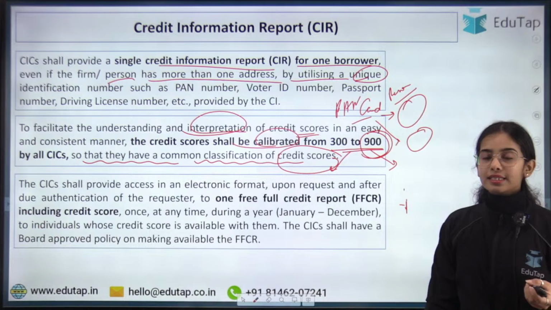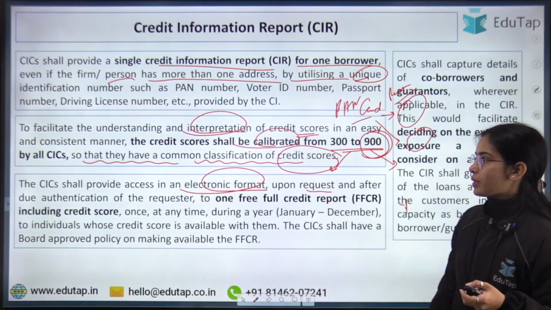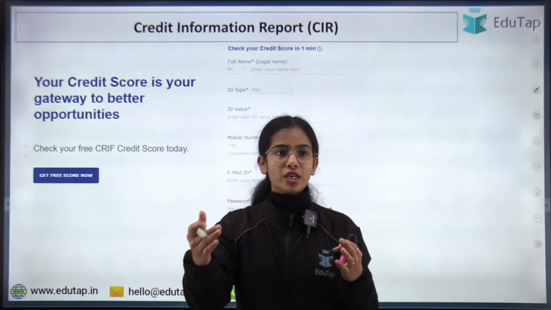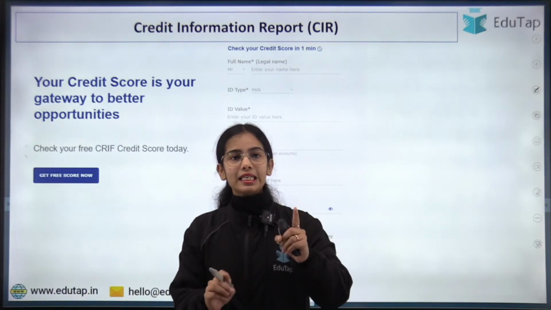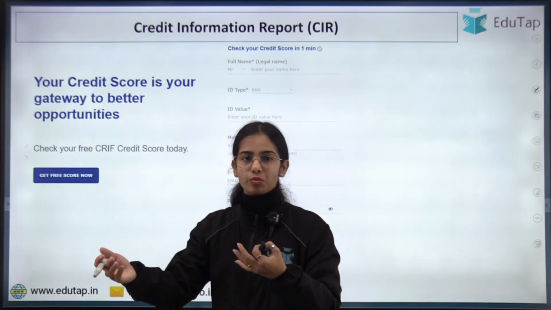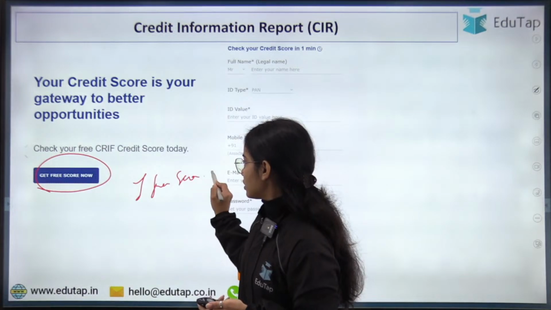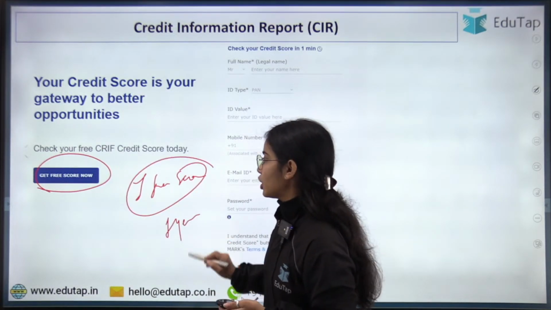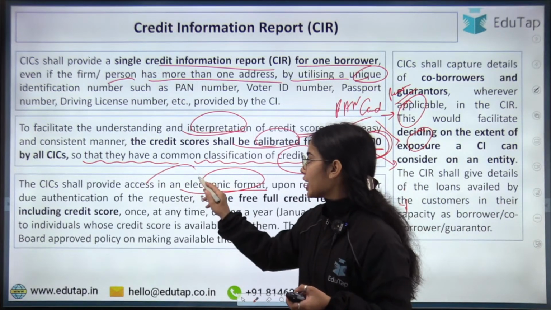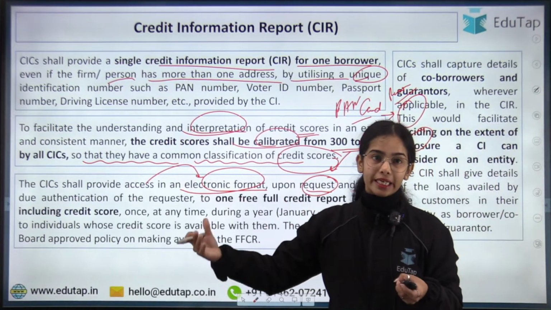Next is the CIC shall provide access in an electronic format upon request. So all the credit information companies have been told that they should provide at least one free report to the consumer. So one free score in 1 year, this is what has been said, that the CIC shall provide access in an electronic format upon request and after due authentication of the requester.